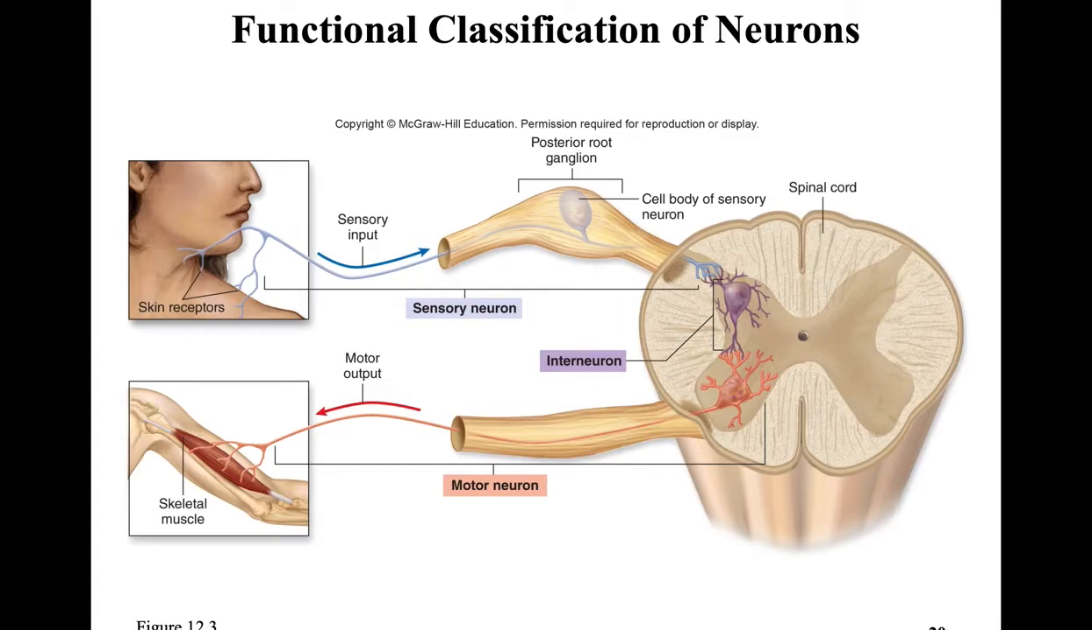Now, what does the dorsal root ganglion contain? It contains the cell bodies of sensory neurons. So the dorsal root ganglion contains the cell bodies of sensory neurons. So all the cell bodies of sensory neurons are congregated there. And yes, it's part of the peripheral nervous system. Okay, next slide.